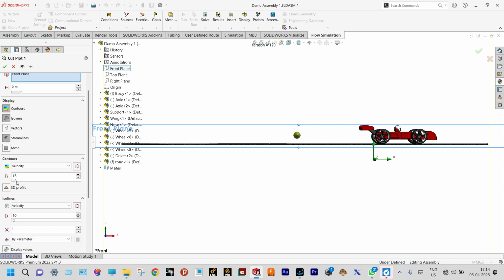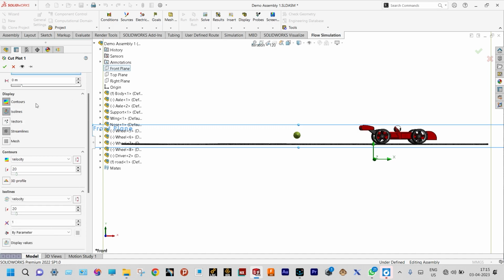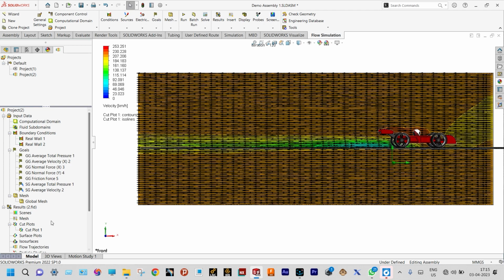Number of labels will make it 20. And here instead of streamlines, we'll see line integral convolution. And here itself, we select all the parameters, and we want to see vectors also. Now we can run this.